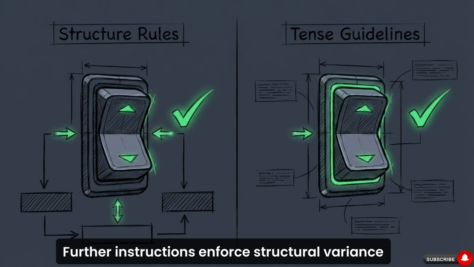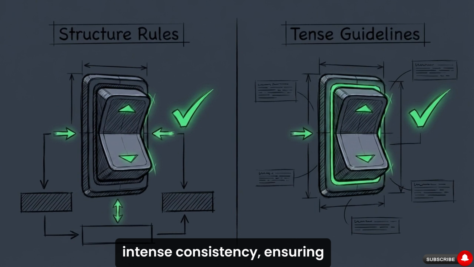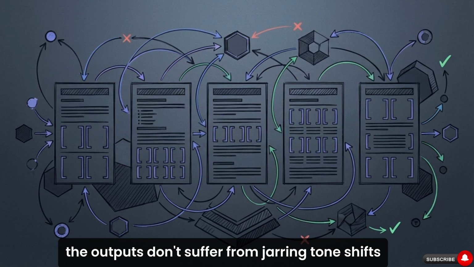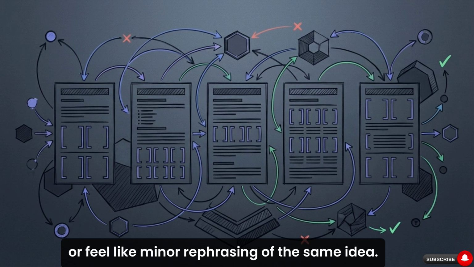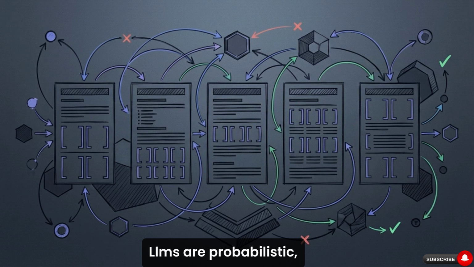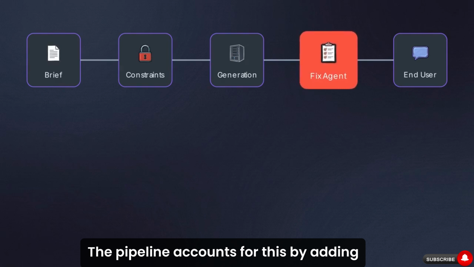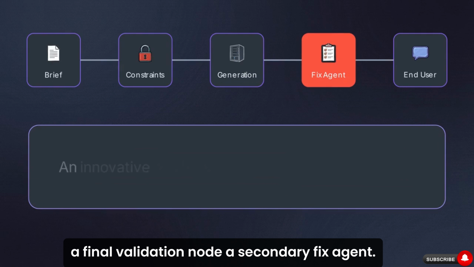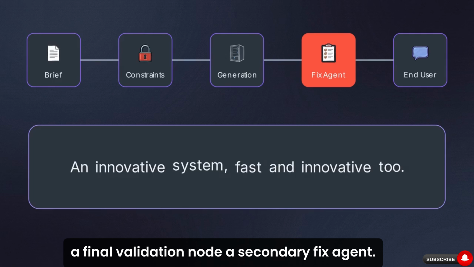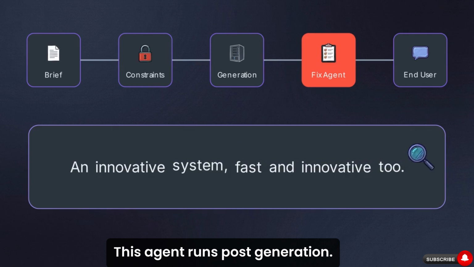Further instructions enforce structural variance and tense consistency, ensuring the outputs don't suffer from jarring tone shifts or feel like minor rephrasings of the same idea. LLMs are probabilistic, meaning a few repeated words can still slip through. The pipeline accounts for this by adding a final validation node, a secondary fix agent. This agent runs post-generation.